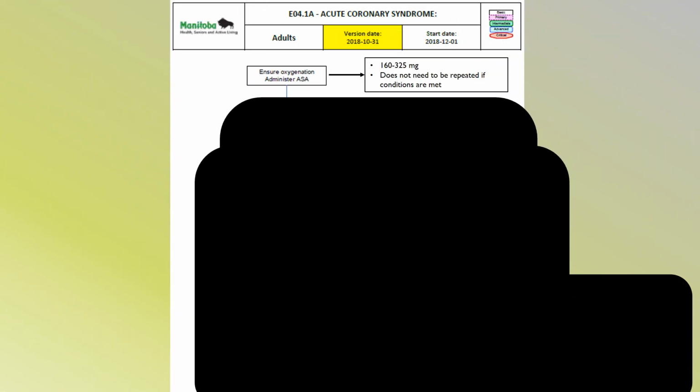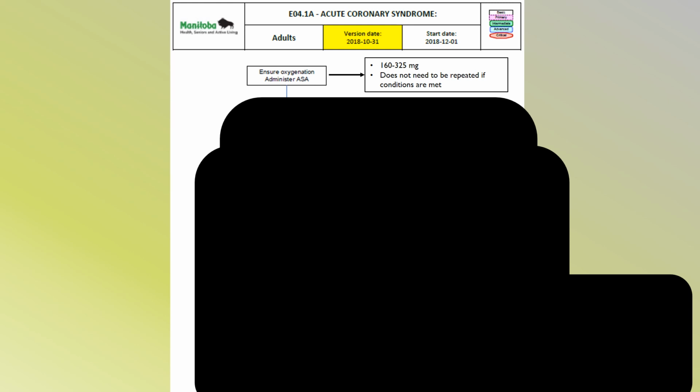Alright, so E04.1a, let's take a look through the new Acute Coronary Syndrome Care Map from OMD. First things first, ensure oxygenation. As per memo for all PMH staff, our oxygenation goal, or our SpO2 target for these patients, is 90% and above, and that's in line with ACLS guidelines. If the patient's short of breath, then please go ahead and administer oxygen as required.